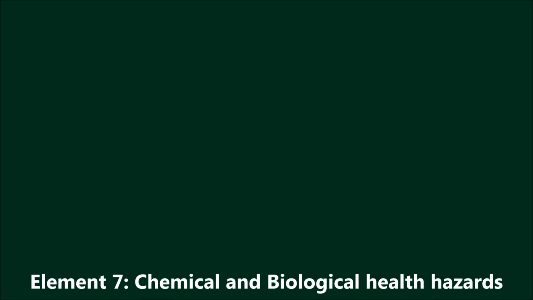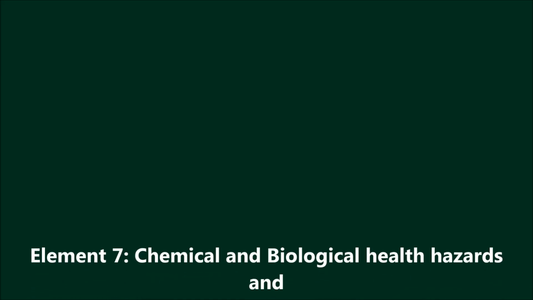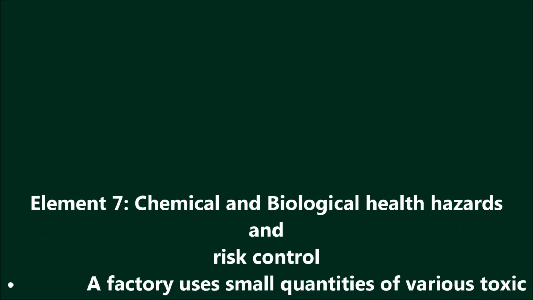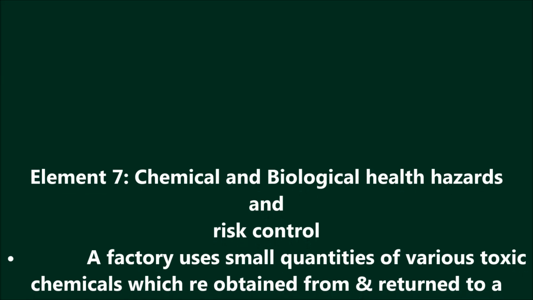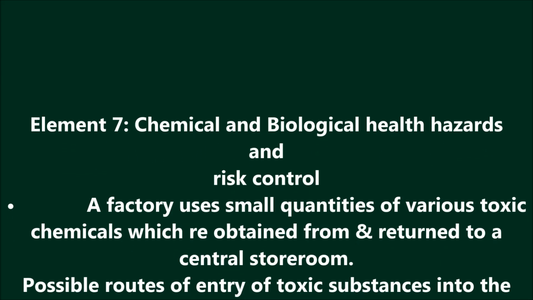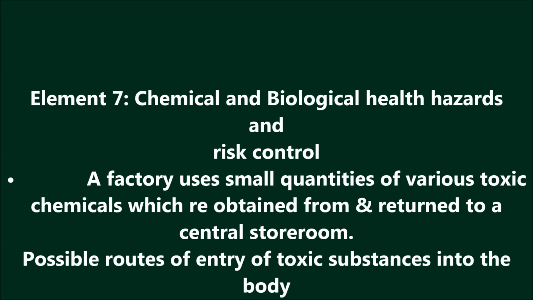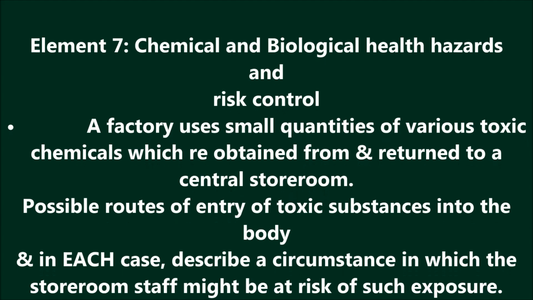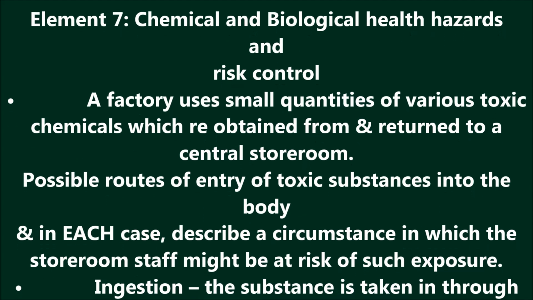Element 7, Chemical and Biological Health Hazards and Risk Control. A factory uses small quantities of various toxic chemicals which are obtained from and returned to a central storeroom. Outline the possible routes of entry of toxic substances into the body, and in each case, describe a circumstance in which the storeroom staff might be at risk of such exposure.